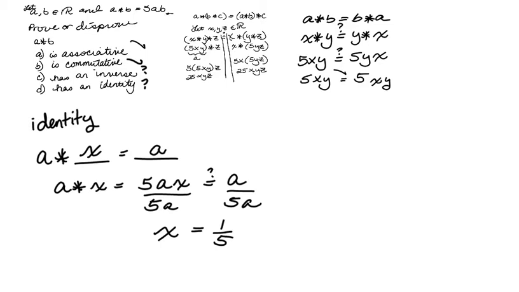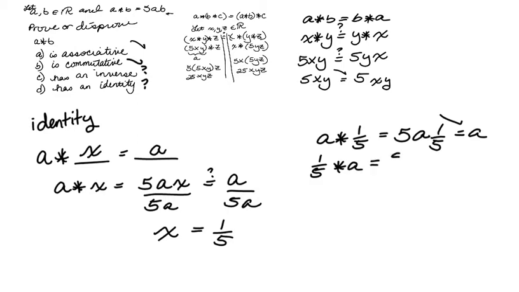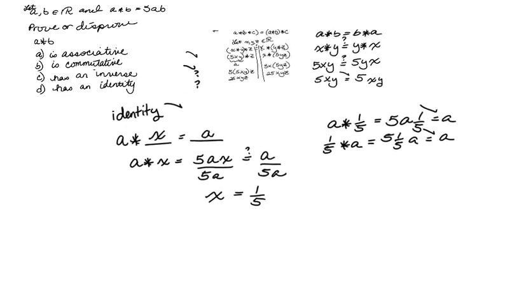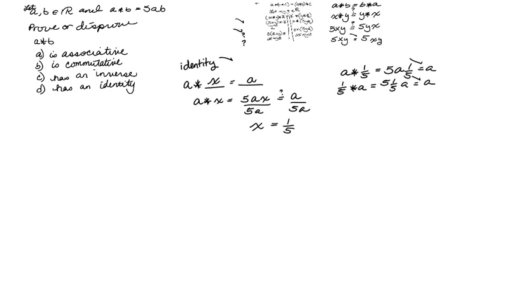So if I have anything star 1/5, it should just be that anything. So let's try it. So I have A star 1/5, and that's 5 times A times 1/5, and that equals A. And of course it would work backwards, as 1/5 star A equals 5 times 1/5 times A. That also just equals A. So we do indeed have an identity. So now the question is, is there anything that I can put in there to always get the identity?